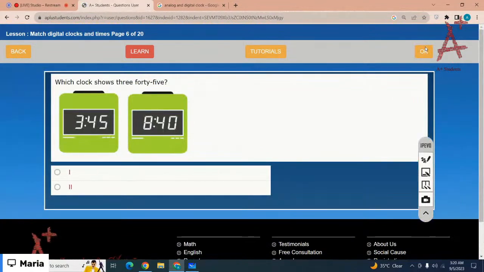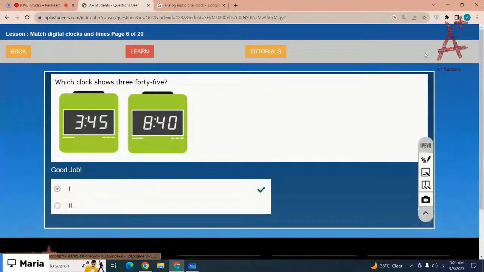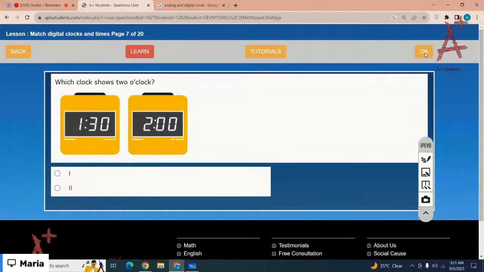Which clock shows 3:45? Which is the correct option? That means 3 hours and 45 minutes, right? So option number 1 is the correct option. It would be 3 hours and 45 minutes. Option 1 is the correct option. Which clock shows 2 o'clock? Which is the correct option?